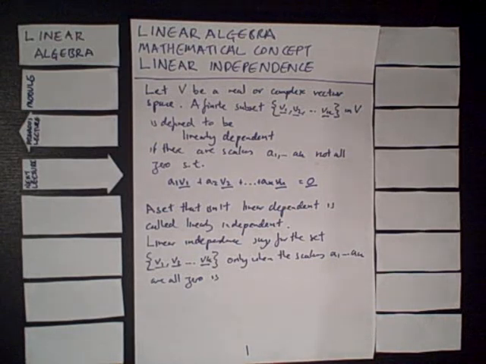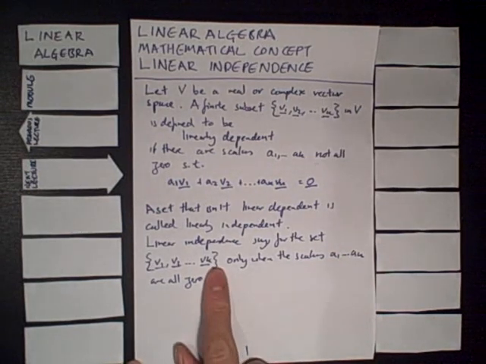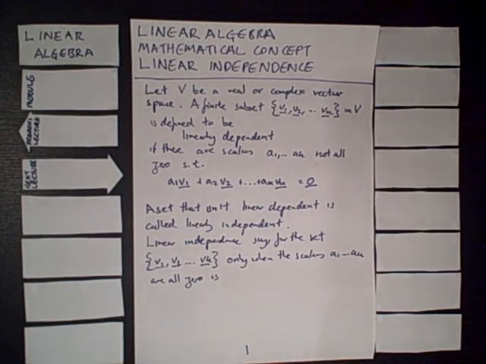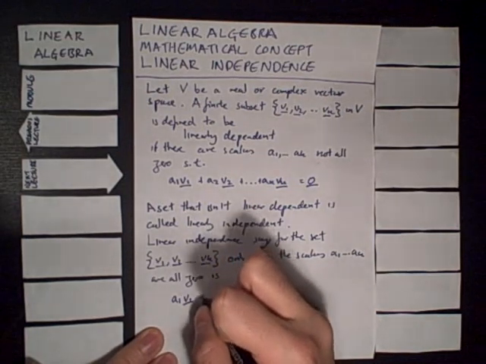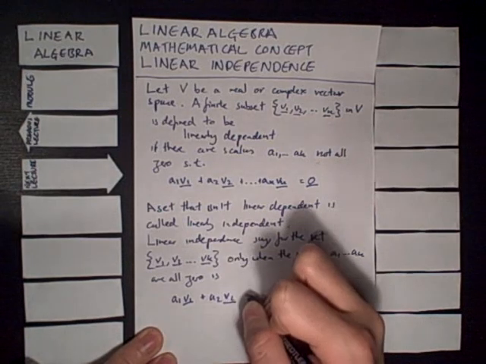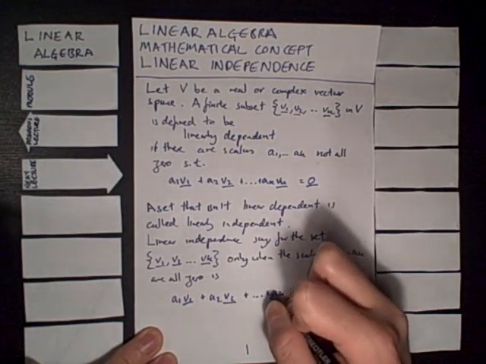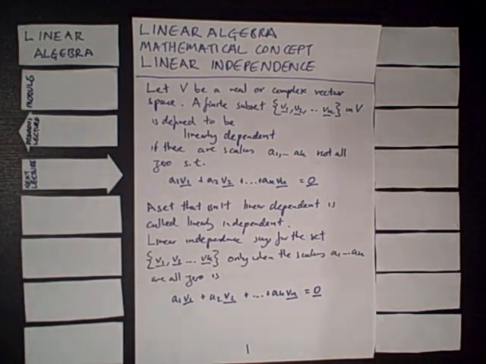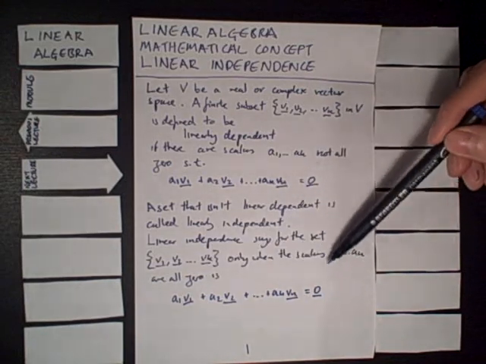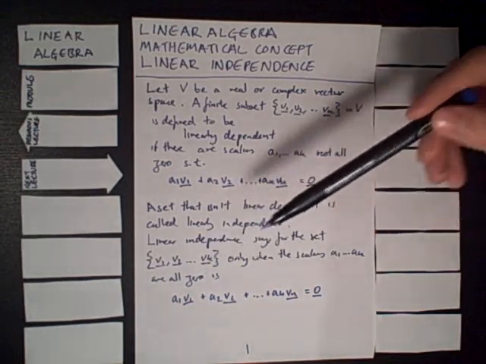Conversely, a set of linearly independent vectors is simply the opposite of linear dependence. It says that for the set V1 up to Vk, the combination is 0 only when the scalars A1 to Ak are all 0. So in equation form, A1 V1 plus up to Ak Vk equals 0 is only true when all the scalars A1 to Ak are all 0.